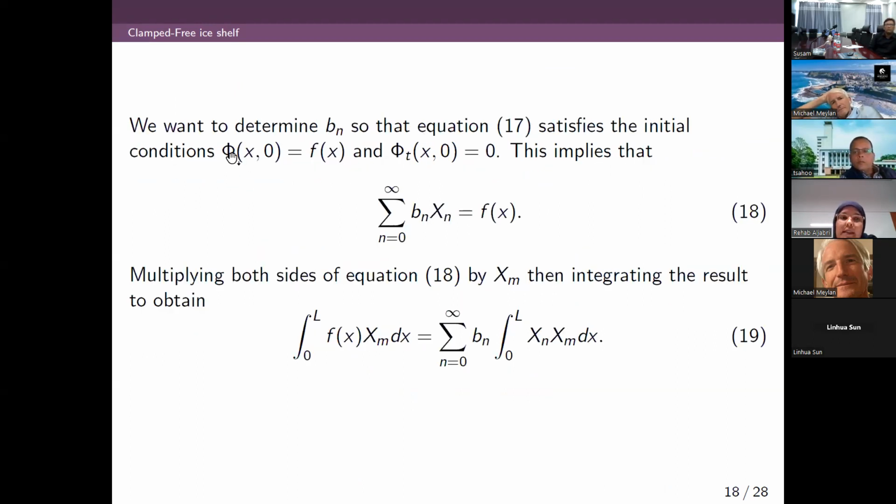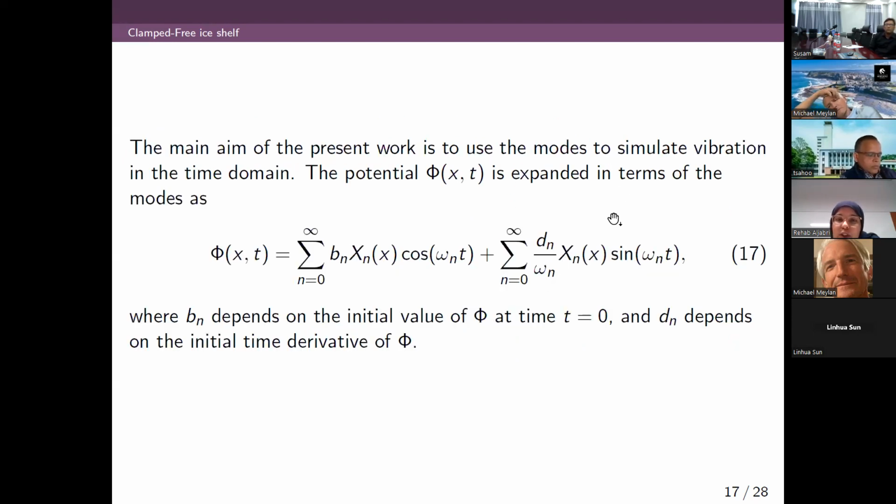So we made an assumption this is the initial condition, phi(x,0) equals f(x), and the first derivative will be 0. So in this case, this term is going to vanish because the first derivative equals 0. We will end up with only this solution.